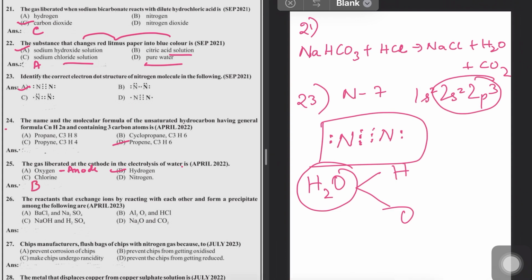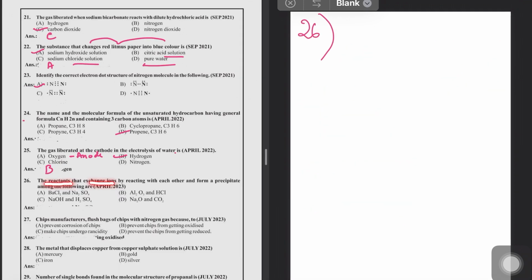Coming to the 26th question. The reactants that exchange ions by reacting with each other and form a precipitate among the following. So, in the question, among the given reactants, we have to find out which should exchange ions.